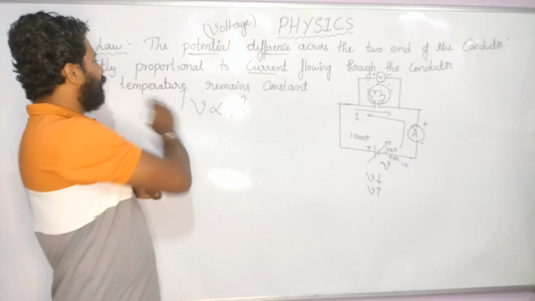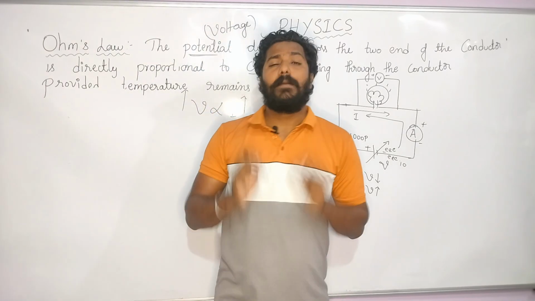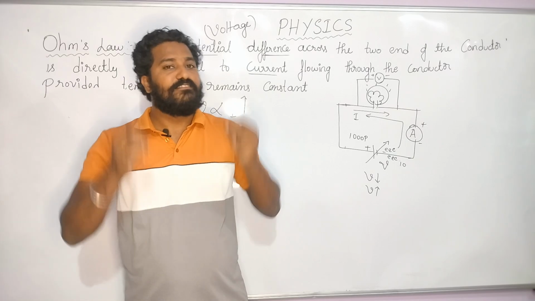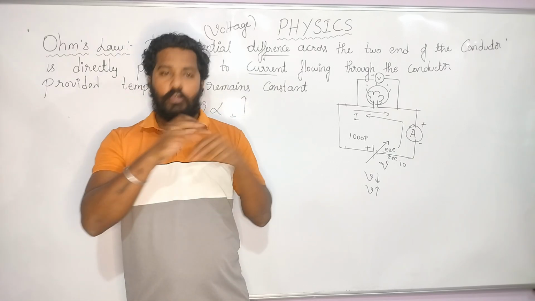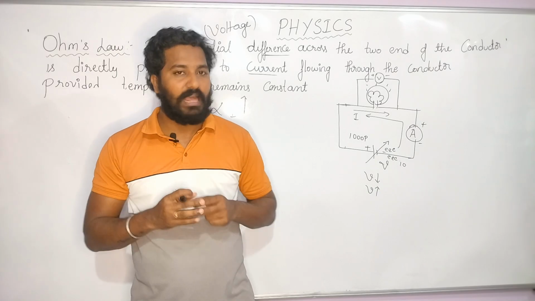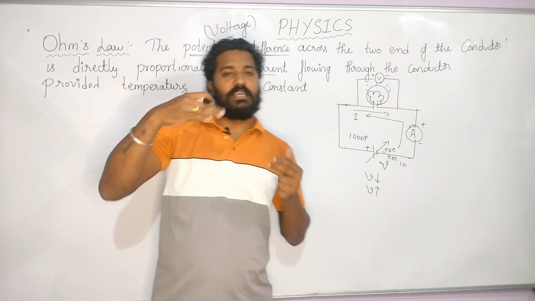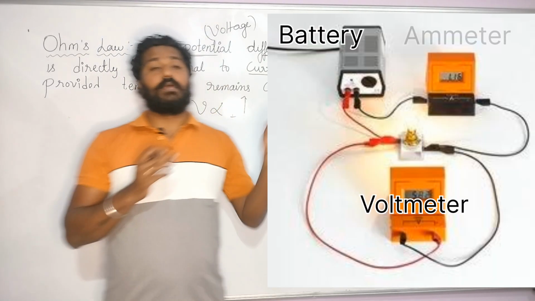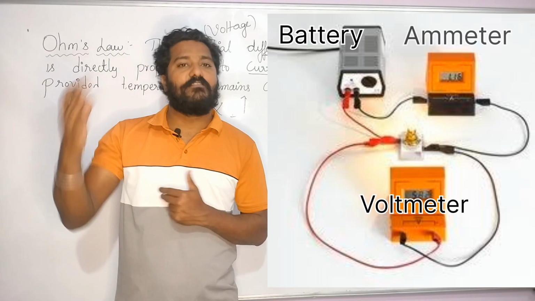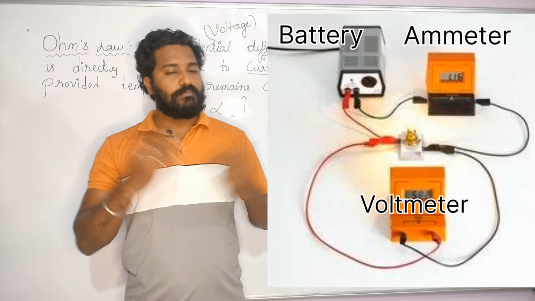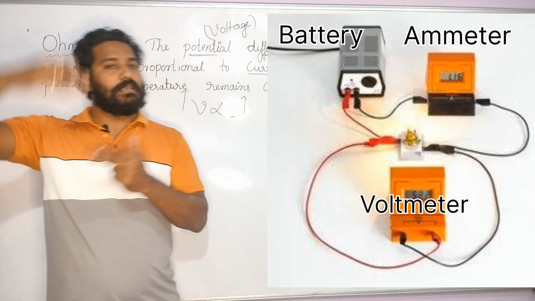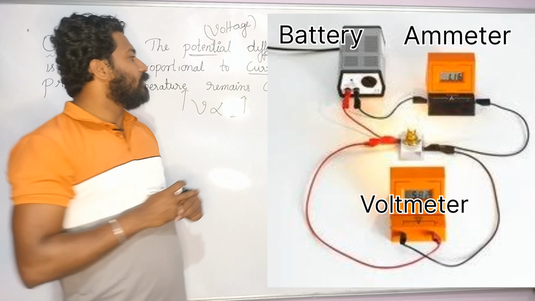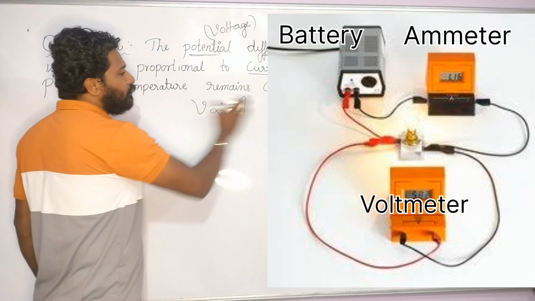One more thing they have given: temperature remains constant. What do you mean by that? It means that if you do an experiment in Bangalore, Ohm's law will be valid. If you go to a cold region like Jammu and Kashmir, you will not get the same value, because the temperature must be the same. There the temperature varies, so you will get a different value. Ohm's law is applicable, but only for that instant and that place.